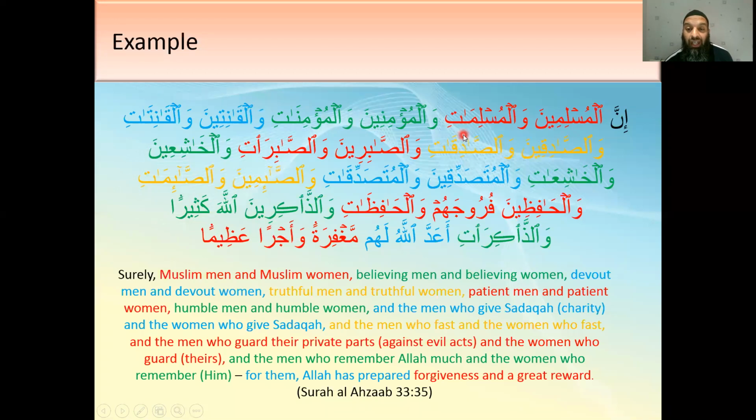So look, ina. Qanitina wal qanitat, was-sadiqina was-sadiqat. Can you see the plurals coming? None of these are marfu, they're actually mansoob, but this word made it mansoob, that's why. We don't have to learn about that. I'm just telling you for those who want to know.